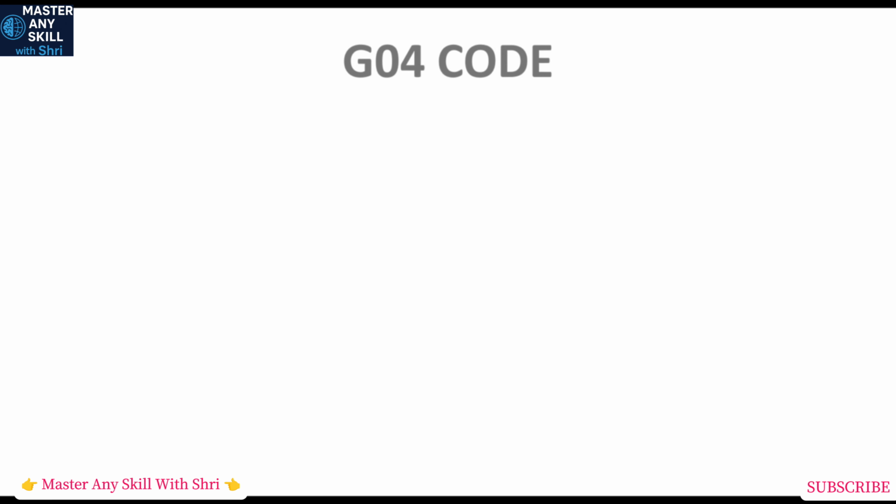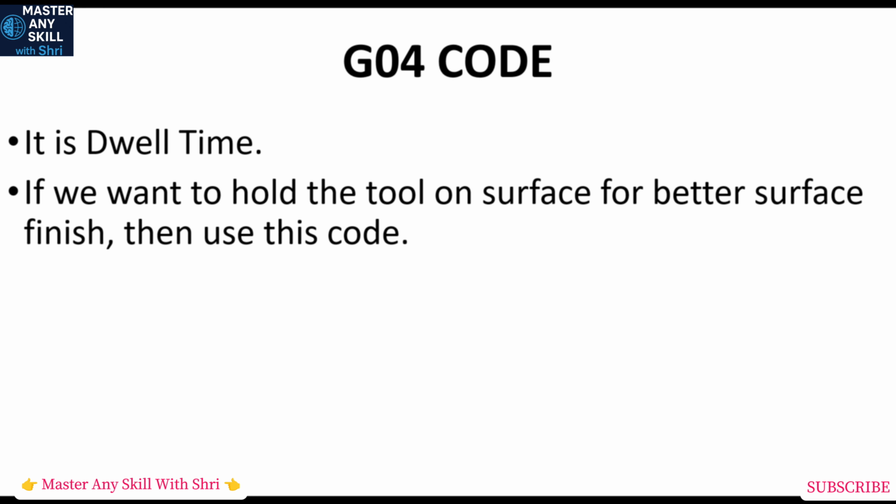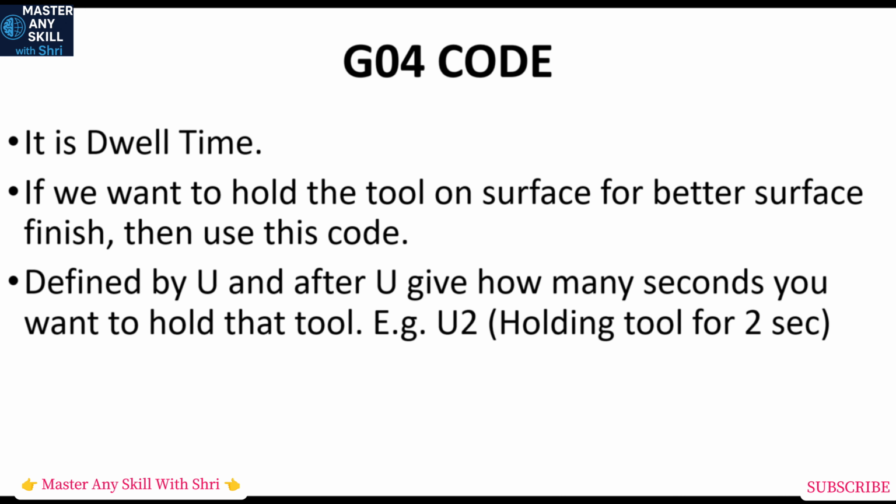Our next code is G04. It is dwell time. So if you have to stop the tool for some seconds, then you have to use this code. For better surface finish, we stop the tool for some seconds. You have to write U after the G04 code and then give how many seconds you want to hold the tool. So we want to stop the tool for 2 seconds. So write G04 and then write U2.